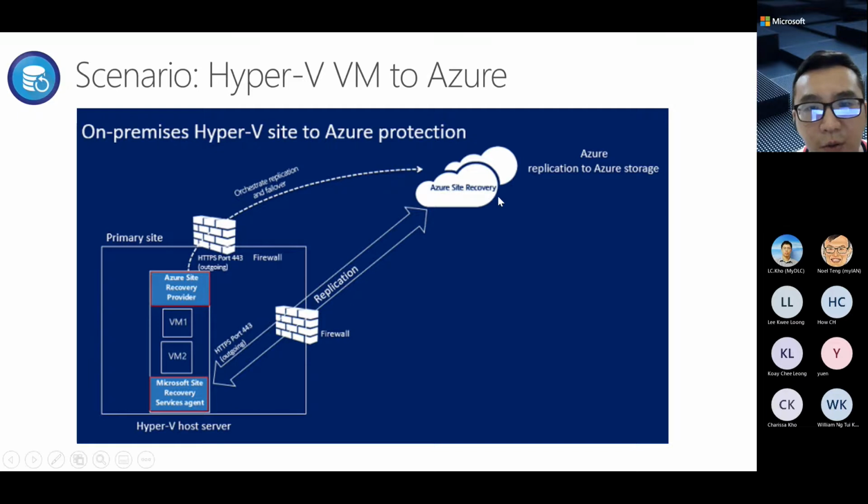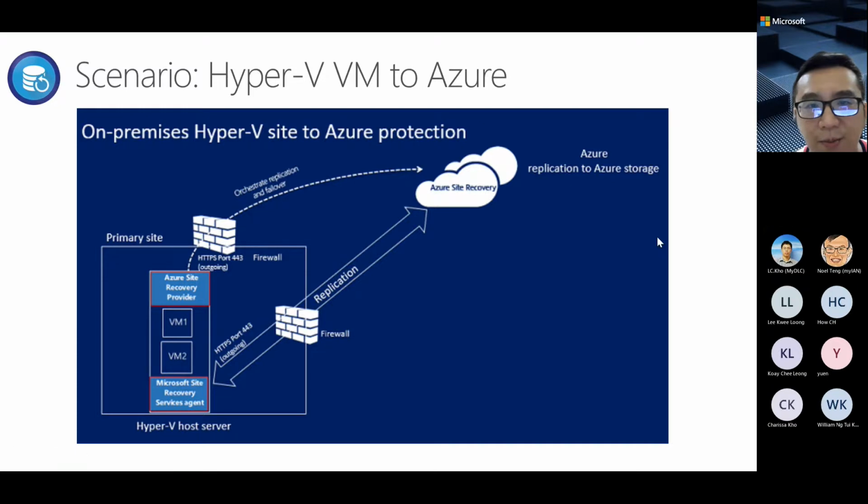So what you need to do is, at the cloud, you need 3 things: Azure storage, Azure recovery vault, and the virtual machine. With these 3 components, you can start to do the replication. Replicate your VM, just like VM replication, like what I mentioned before, from the on-premise to the cloud.